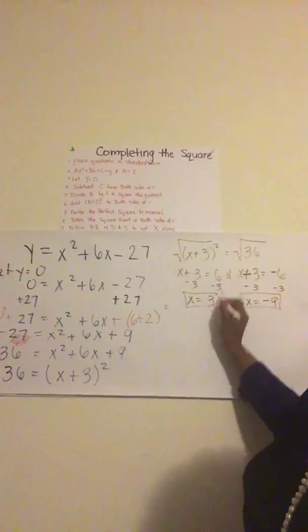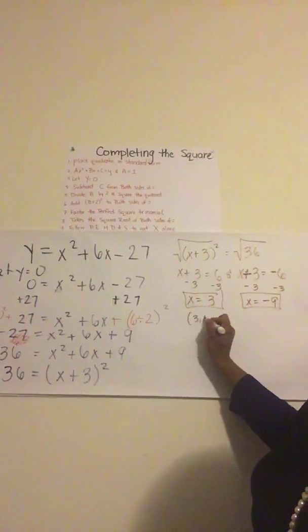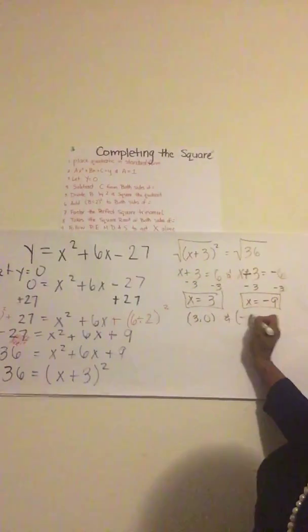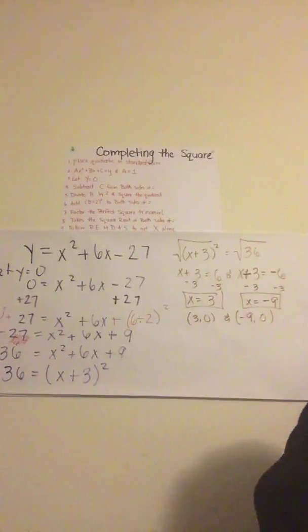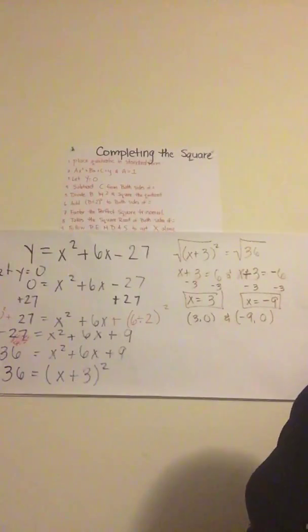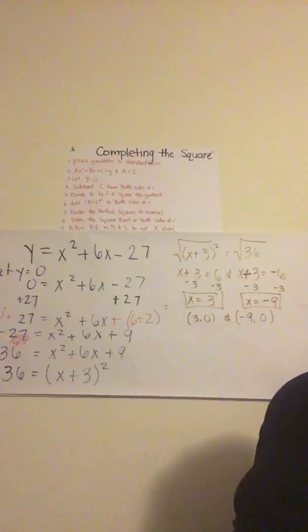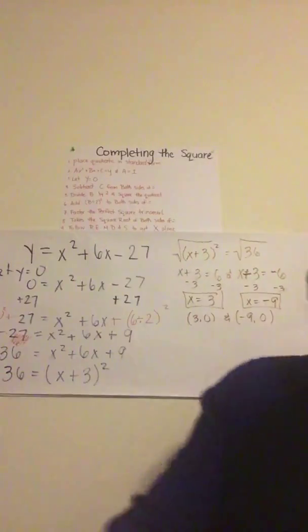Now we could write those as points: 3, 0 and negative 9, 0. Those are your x-intercepts. We just solved for x.